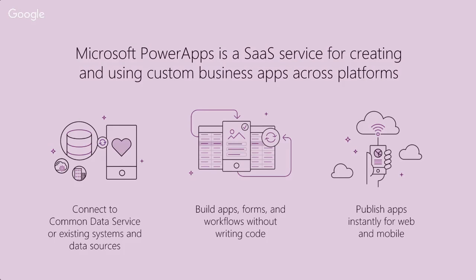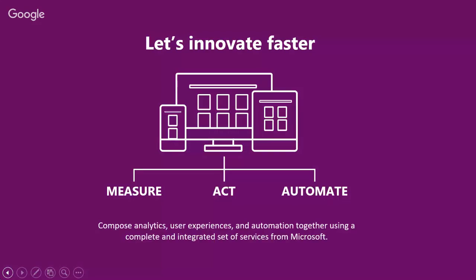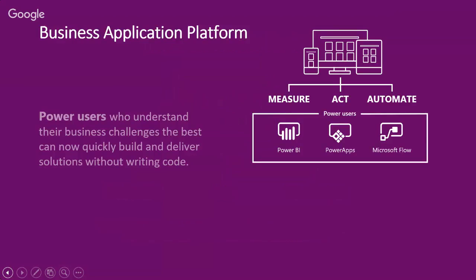This is based on what we call the business application platform model, which enables us to innovate faster. It has 3 parts to it: measure, act, and automate. Now, the tools that are associated with these are Power BI for the measure. When I think about measure, I think of analytics, I think of trends, I think of forecasting even. Now, ACT, on the other hand, is what PowerApps is all about.